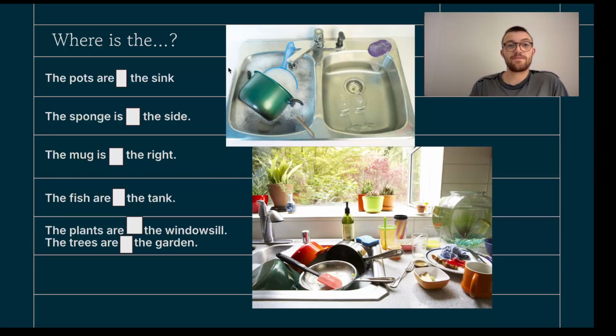Right. Okay. And then in this one, we've got some sinks, right? Some sinks where you might wash your dishes, your plates and cups and all the rest of it. So the pots, we've got some pots on the left here. We've got the green pot and the blue pot. They are in the sink. They are not on the sink. They are in the sink.